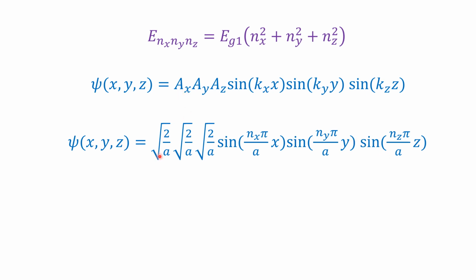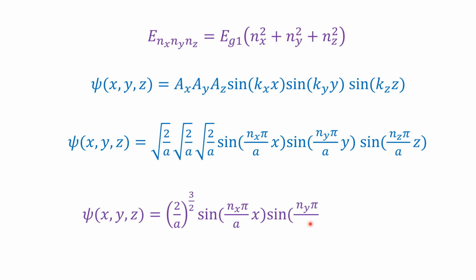Since it's a cubical box, the normalization constant we have seen in the case of the one-dimensional potential well is equal to square root of 2 by a. So if you multiply the square root of 2 by a thrice, keeping the left hand side as it is, the right hand side will become (2 by a) to the power 3 by 2 times sine nx pi x over a, into sine ny pi y over a, and sine nz pi z over a. So we will get this. This is the wave function for a cubical box, and this is the energy state of this cubical box. So we have obtained the energy level of the system as well as the wave function of the system in the case of the cubical infinite square well potential.